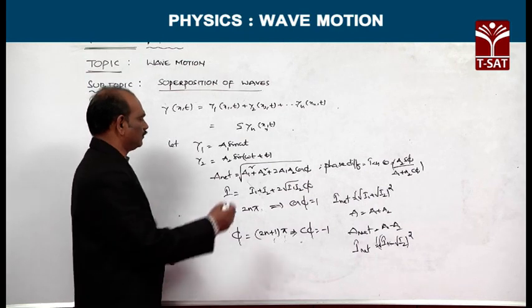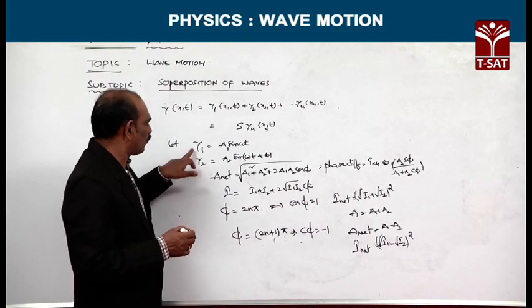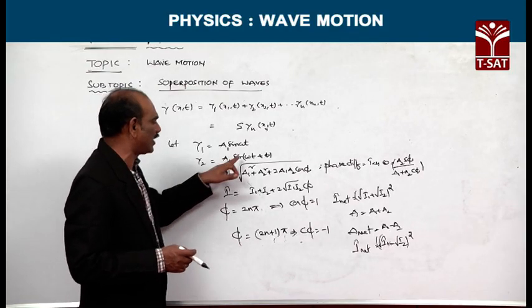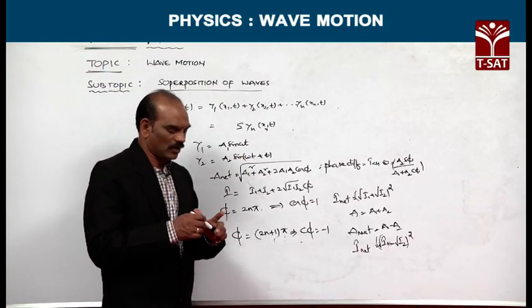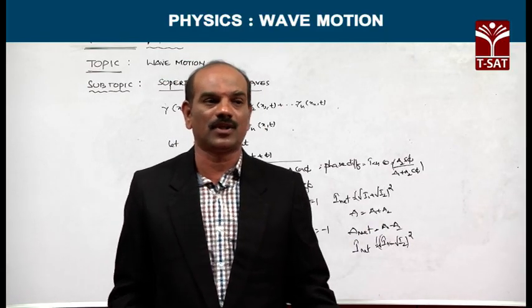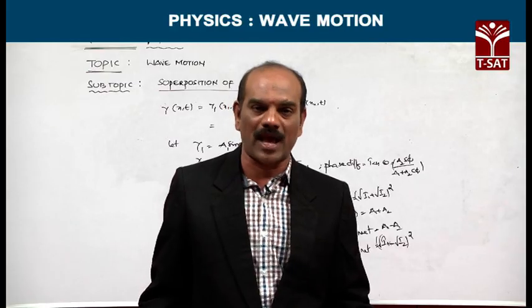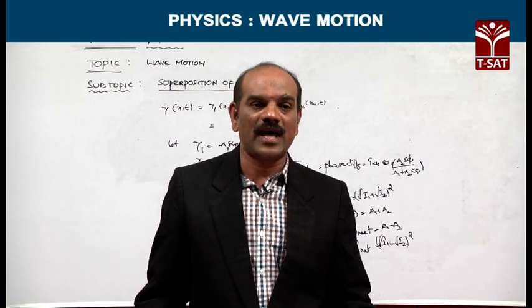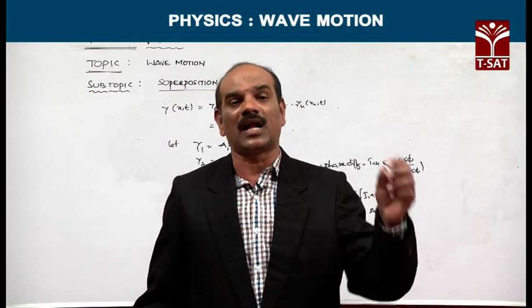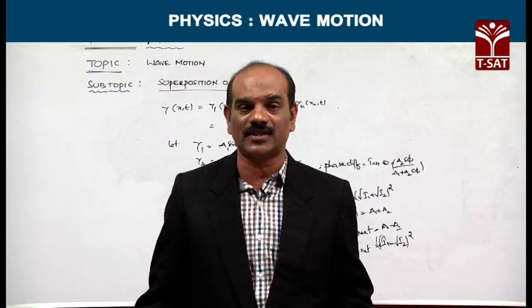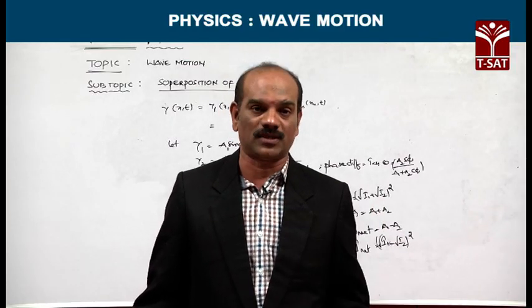For example, there are two waves whose y1 is equivalent to a1 sin omega t, and y2 is equivalent to a2 sin(omega t plus phi). When two or more waves are moving in the same medium, they should have nearly the same amplitude and the same frequency. When they are moving along the same direction or opposite direction, they may have zero phase, or they may have constant phase. Like that, they can superimpose one upon the other.